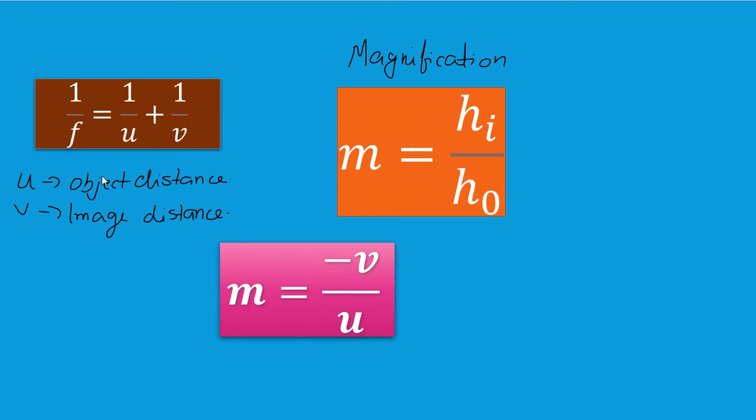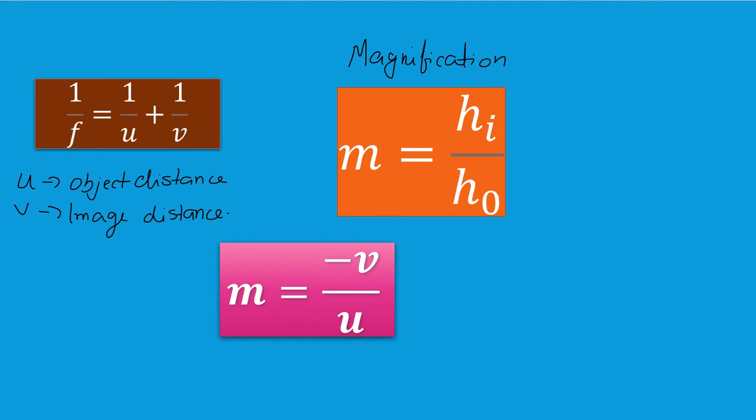So how do you calculate the magnification? We have two formulae. One is magnification m is equal to hi by ho. hi is the height of the image and ho is the height of the object. You can easily understand it from this notation. Another formula, if you have only the object distance and image distance, you can calculate magnification using m equals minus v divided by u. So these are the three important formulae we have to know.